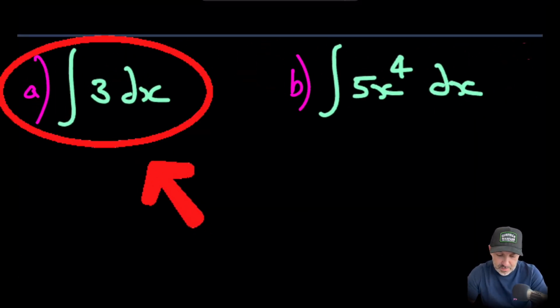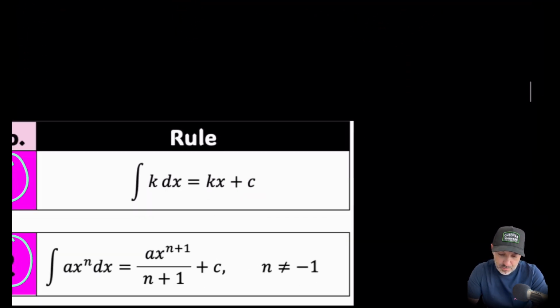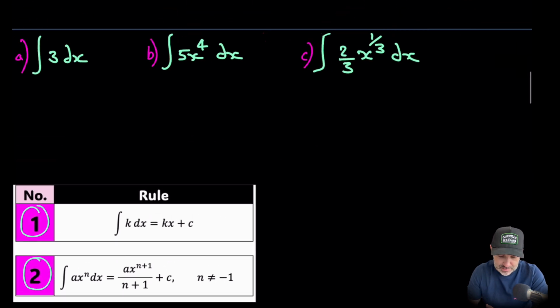On to our first questions then. Here on the left, it says integrate a numerical value, just 3. Well, that will be rule 1. If we integrate just a constant value, we get constant x plus c. So the integral of 3 would just become 3x plus c. And that is the answer to part A.